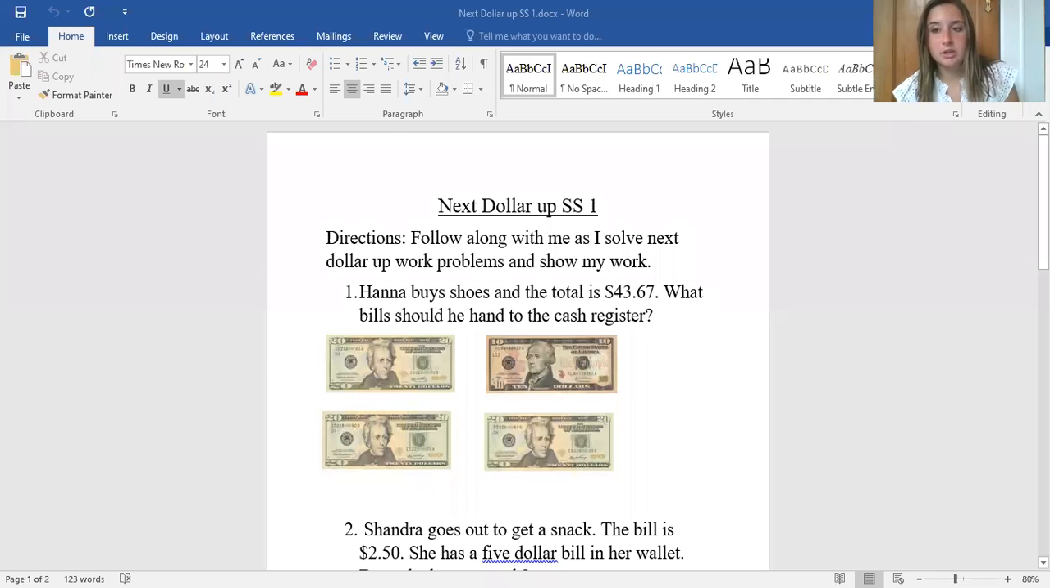So we're going to do our first math lesson for summer school. This is going to be a money math lesson. The way that summer school is running, students are supposed to be working on IEP goals before anything else. That way we can prevent regression.